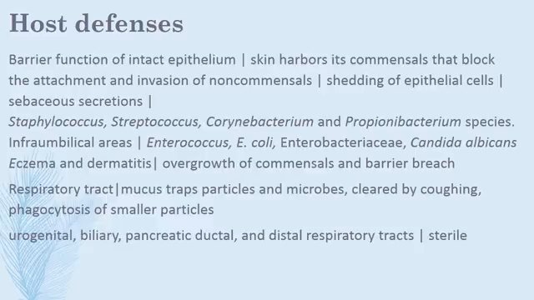Moving on to the respiratory tract, the respiratory tract has mucus which traps both particles and microbes, and the mucus is either cleared by coughing, and if it's very small particles, it undergoes phagocytosis. Most of the other body tissues, including other tracts such as urogenital tracts, biliary tracts, pancreatic duct, and distal respiratory tracts, are usually sterile.